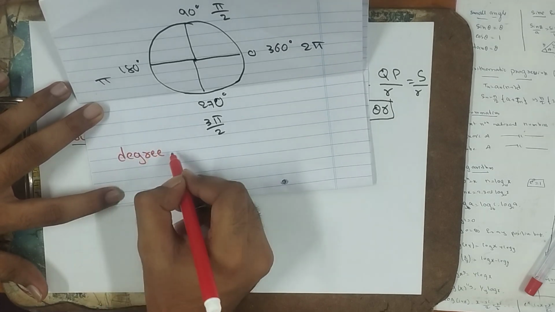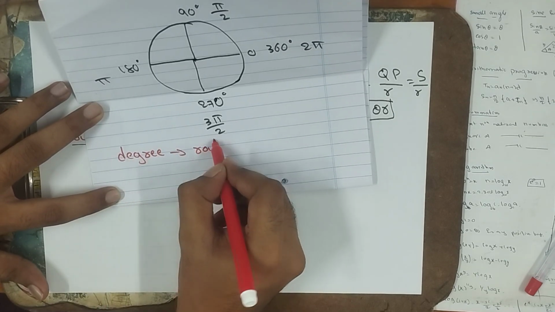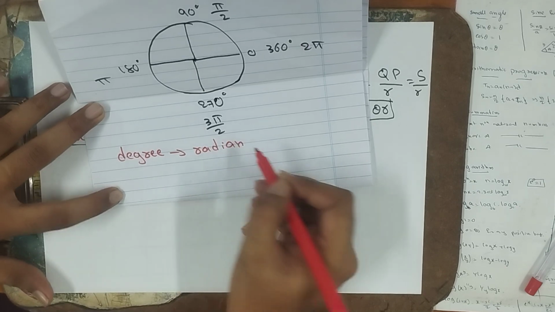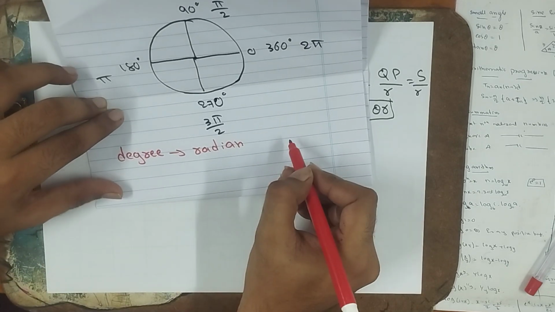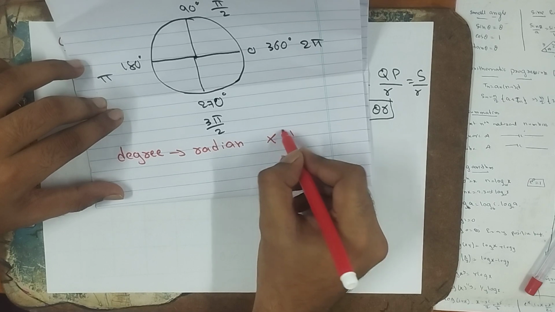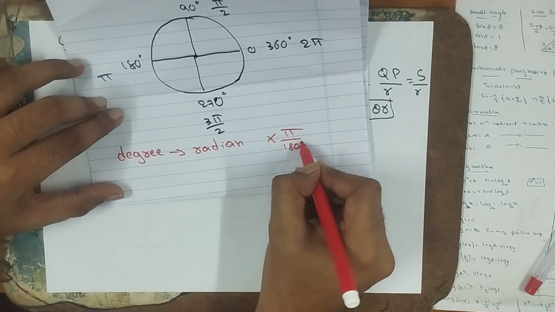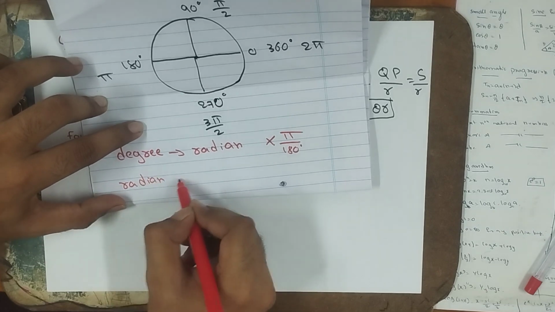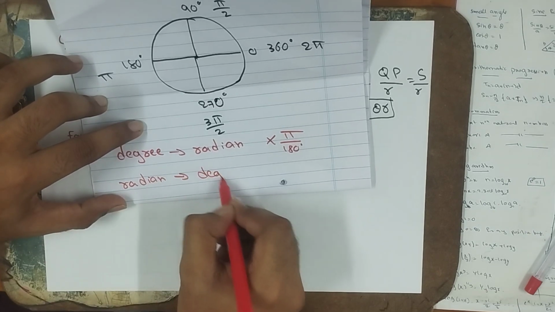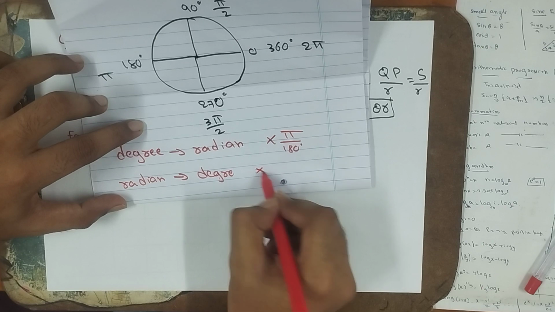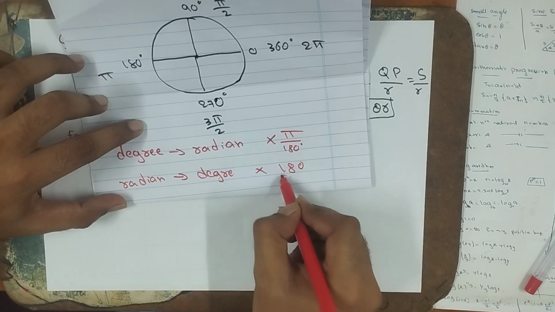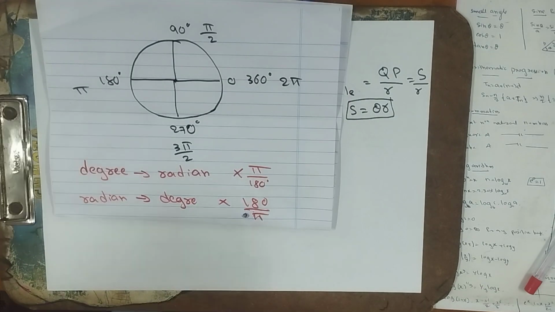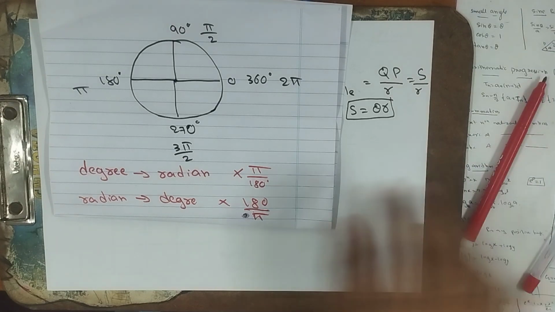Degree to radian. Whenever you say degree to radian, very simple, multiply by pi by 180 degree. That's all. Now whenever you see radian to degree, just reverse it, 180 divided by pi. Sir, how is this? We didn't get you.